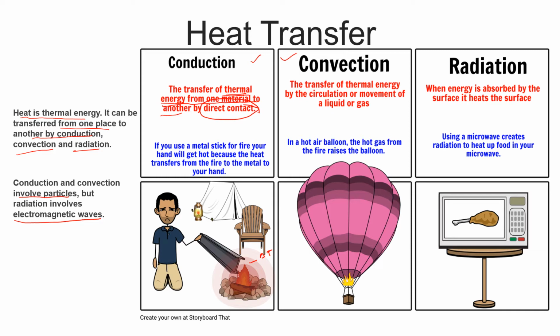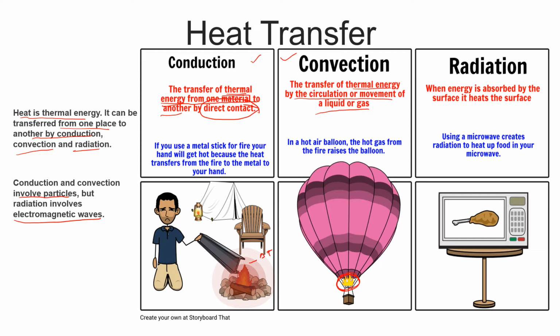For convection, it is the heat transfer of thermal energy by the circulation or movement of liquid or gases. It involves the particles in the liquid or gases. For example, the hot air balloon. The hot gas from the fire raises the balloon. The fire releases particles which cause the balloon to fly.